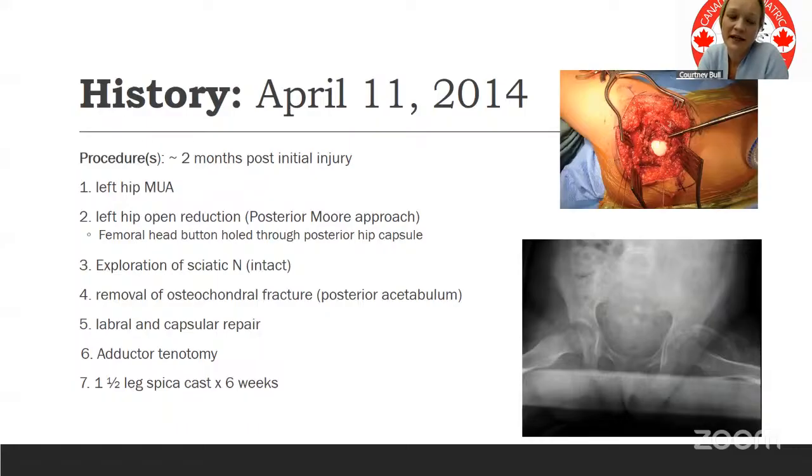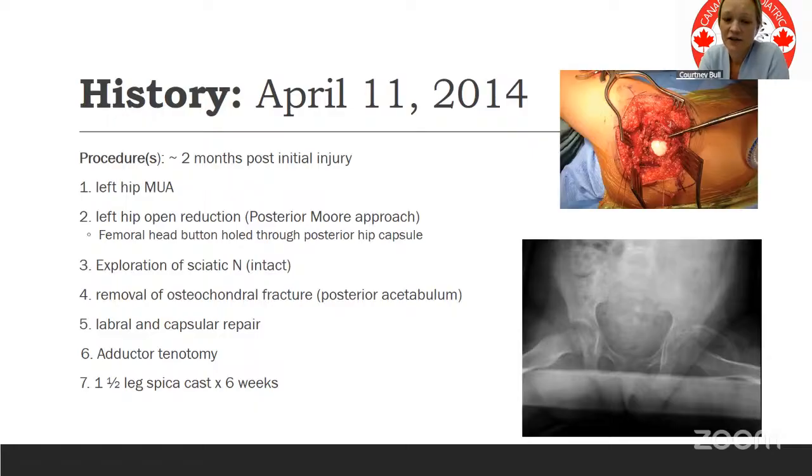She was taken in for a left hip MUA. It was found to be non-reducible under closed reduction, so they proceeded to do a left hip open reduction using a posterior Moore approach. The femoral head was found to be buttonholed through the posterior capsule. They explored the sciatic nerve, and it was found to be intact.